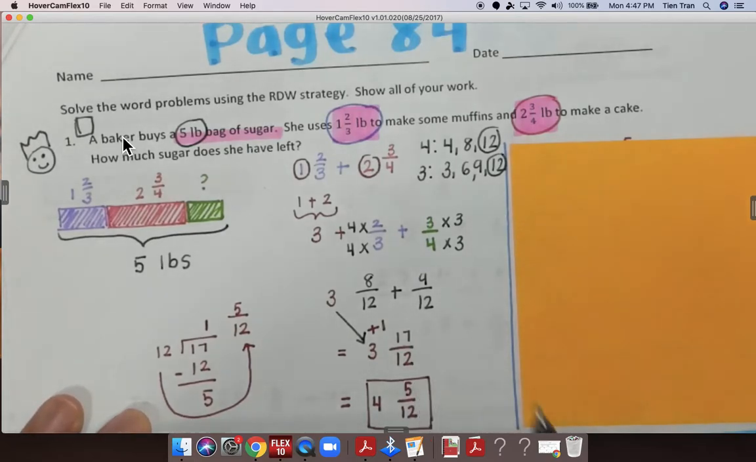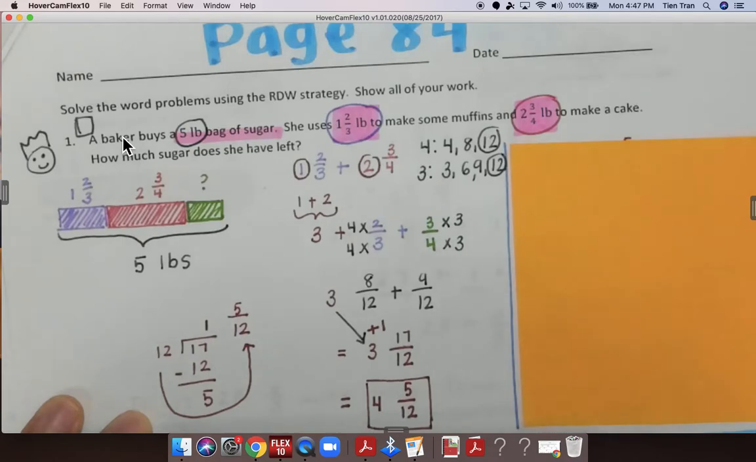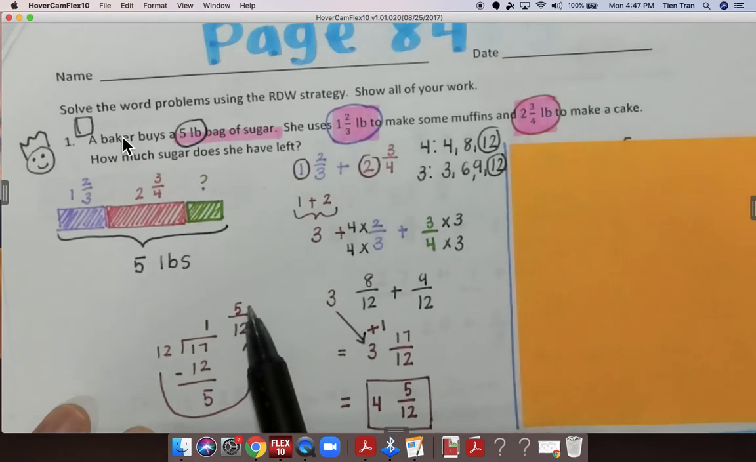I notice that my numerator, which is 17, is larger than my denominator, 12. So what I'm going to do is I'm going to divide. 17 divided by 12. 12 can go into 17 one time. 17 minus 12 is equal to 5. 5 is my number that is left over, so it goes on top as my numerator. And my denominator is 12. So I get 1 and 5/12.